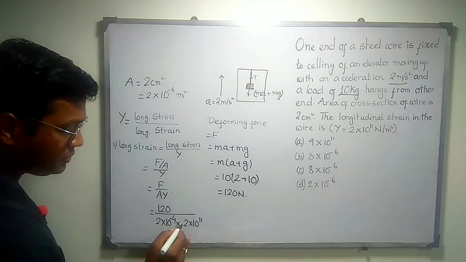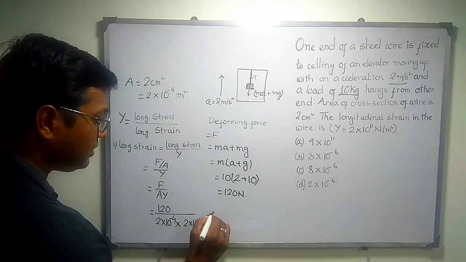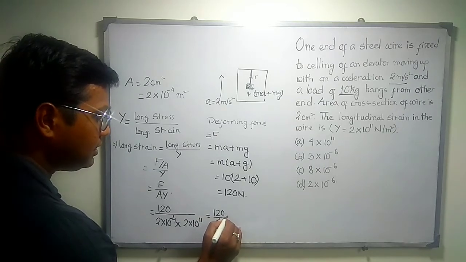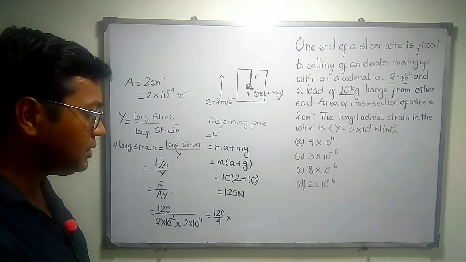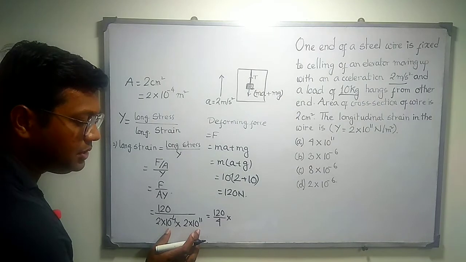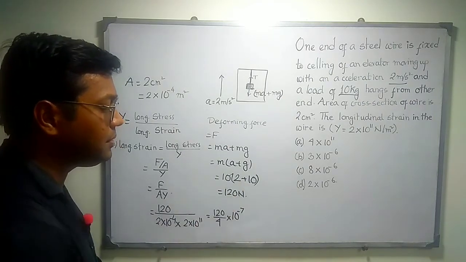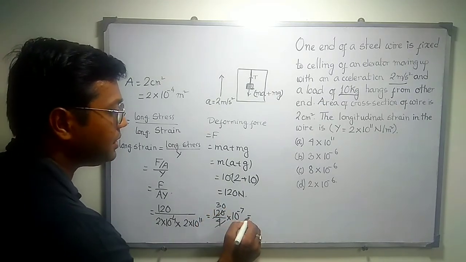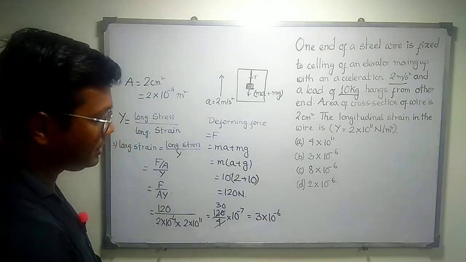Here 2 times 2 is 4, so I can write 120 divided by 4, with 10 to the power 11 and 10 to the power minus 4 in the denominator, which I can consider as 10 to the power 7. If 10 to the power 7 in the denominator goes upwards to the numerator, it is 10 to the power minus 7. So it will be 30, which can be written as 3 into 10 to the power minus 6.